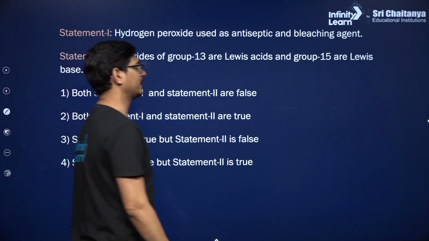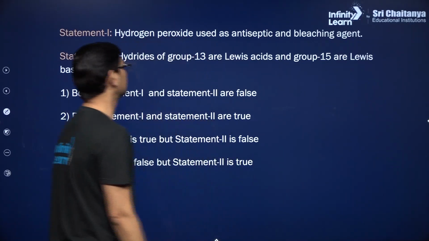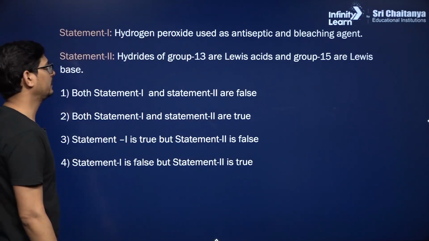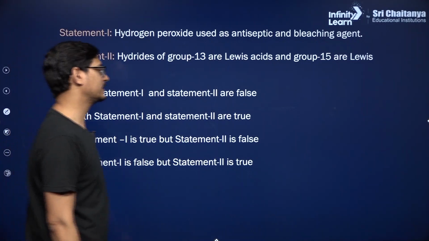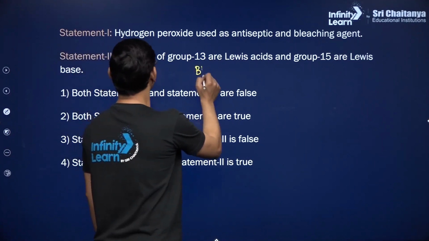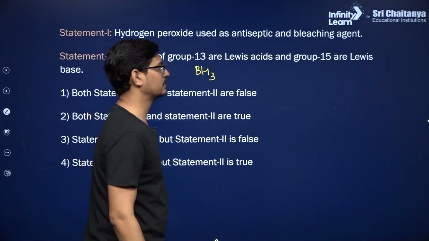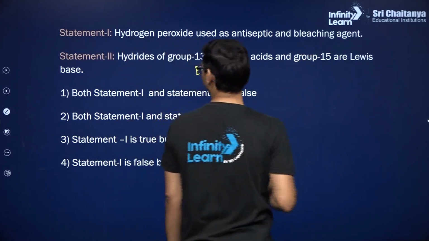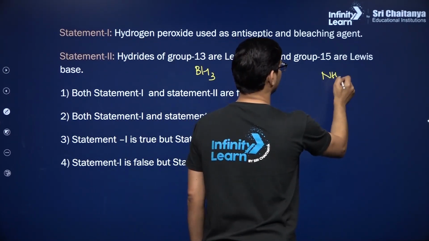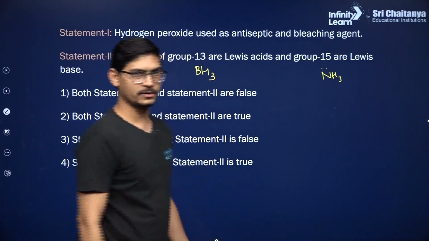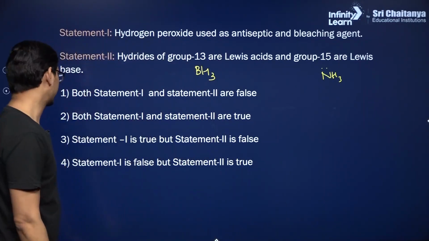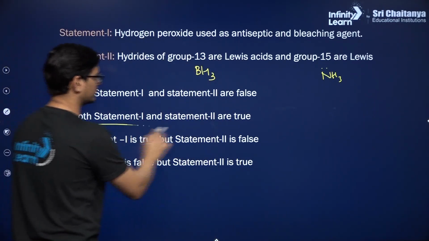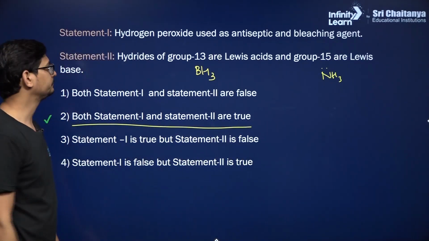Hydrogen peroxide can be used as an antiseptic as well as a bleaching agent. Yes, because of its oxidizing property. Hydrides of group 13 are Lewis acids. Yes, because they are electron deficient, for example BH3, with 6 valence electrons. And those of group 15 are Lewis bases. Yes, for example ammonia, they act as electron pair donors because the central atom has a lone pair. So both statement 1 and statement 2 are correct.